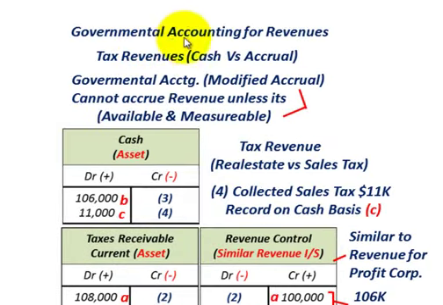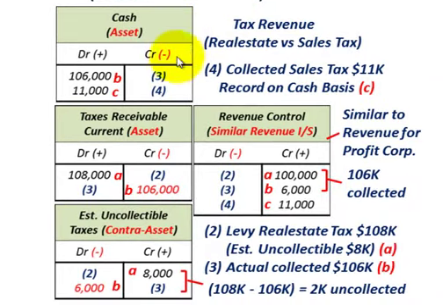Now let's look at governmental accounting for revenues, and this would be for tax revenues, and we have both the cash and the accrual basis. Now when we're talking about the accrual basis in governmental accounting, you're talking about modified accrual. This is where you cannot accrue revenue unless it's available and measurable. Okay, so it would involve these accounts here when you're talking about tax revenues.